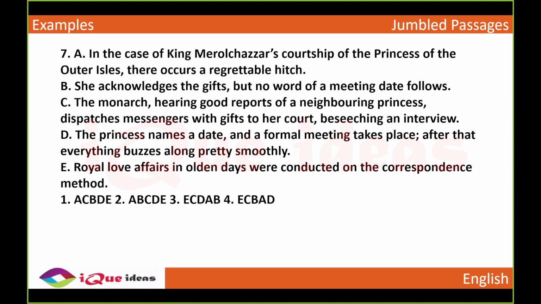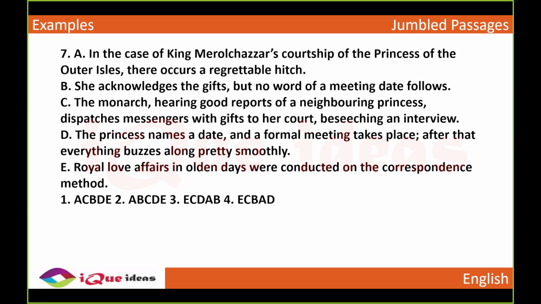Okay. So I have got only two statements which can be the beginning, either A or E. A says, in the case of King Marolkazar's courtship of the princess, there occurs a regrettable hitch. Very specific incident. E says, royal love affairs in olden days were conducted on the correspondence method. E, generic statement. So specific pehle ya generic? Okay, let's see. A says King Merolkazar specific. B, she acknowledges the gift. C, the monarch. D, the princess. So A, B, C, D all are about royalty. But E very generically says royal love affairs.